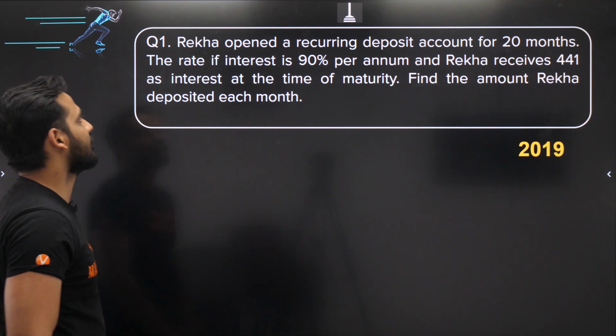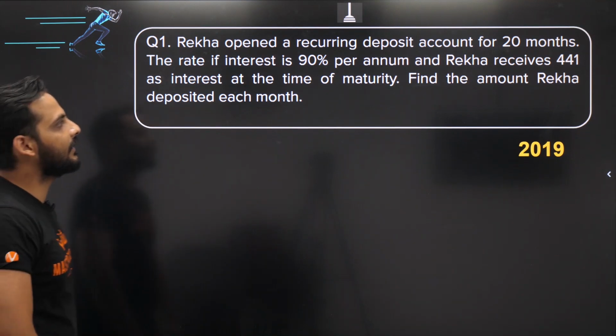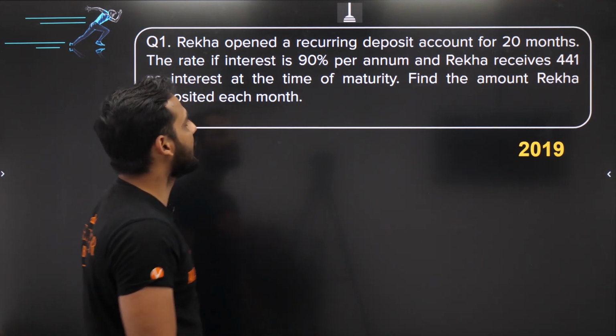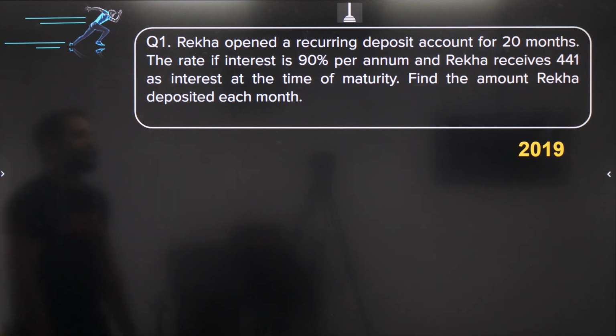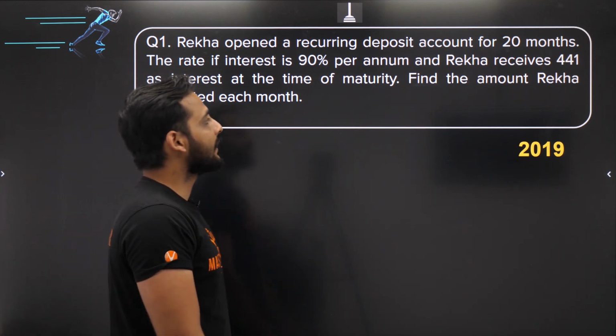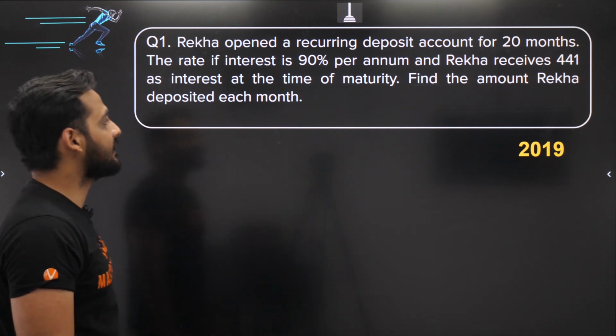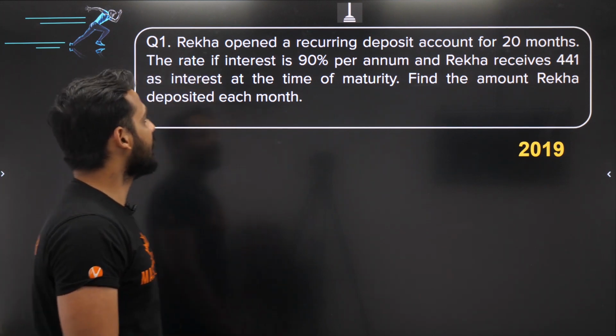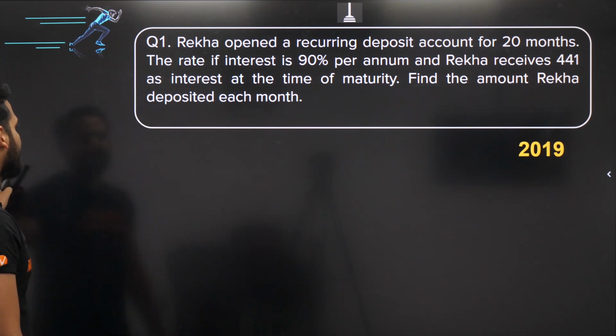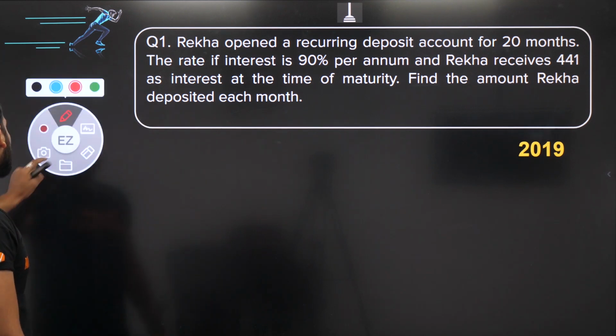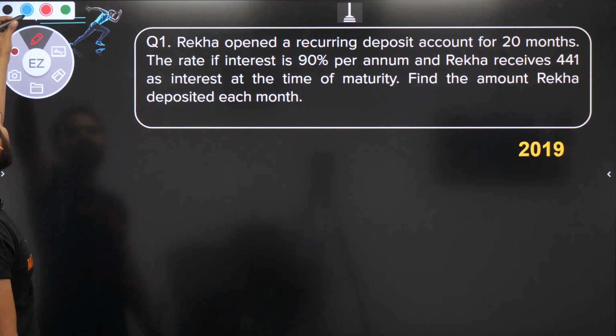So the first question we have is this. Rekha opened a recurring deposit account for 20 months. The rate of interest is 9% per annum and Rekha receives 441 as interest at the time of maturity. Find the amount Rekha deposited each month. Now bacho, let's see what will happen in this case.